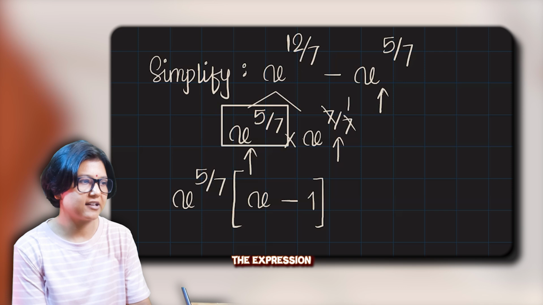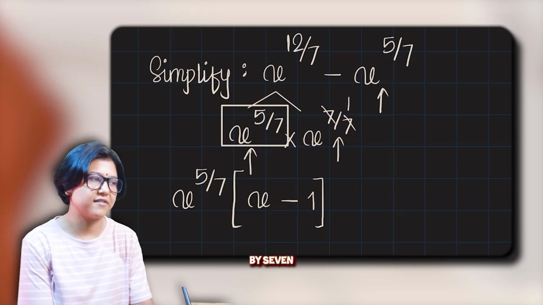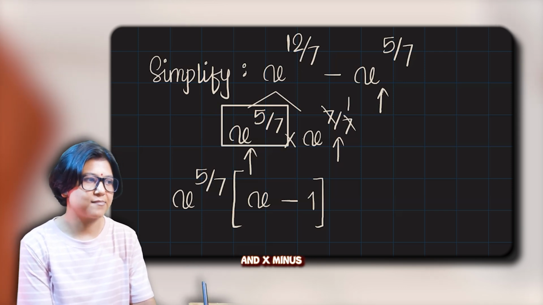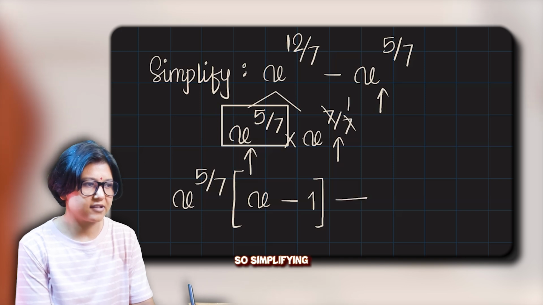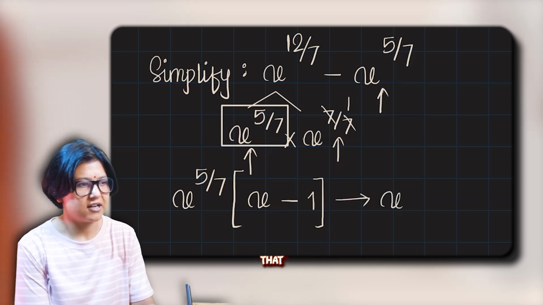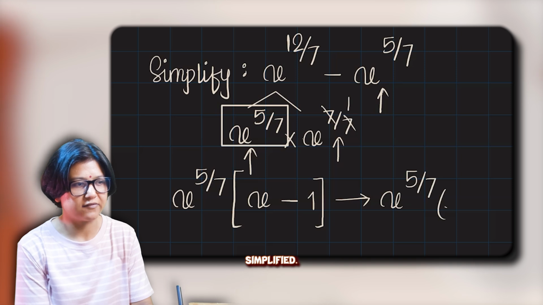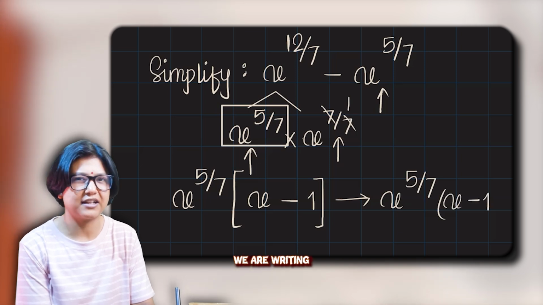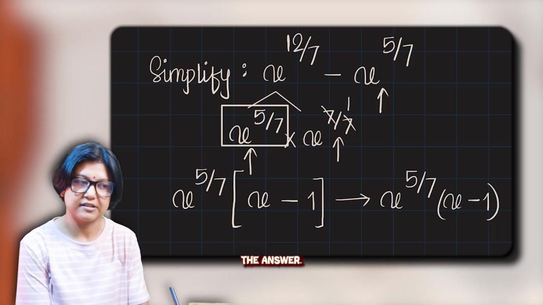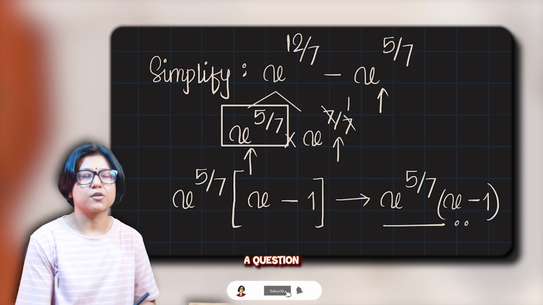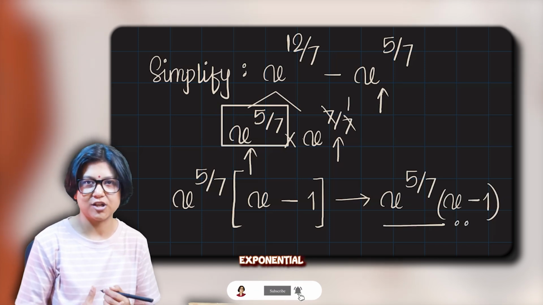So I just got the expression that x to the power 5 by 7 is the common part and x minus 1 is what I have. Simplifying is always writing things in the most simplified way. It's just that we are writing the simplified version of the answer. That's it. This is how we do a question based on subtracting exponential terms.